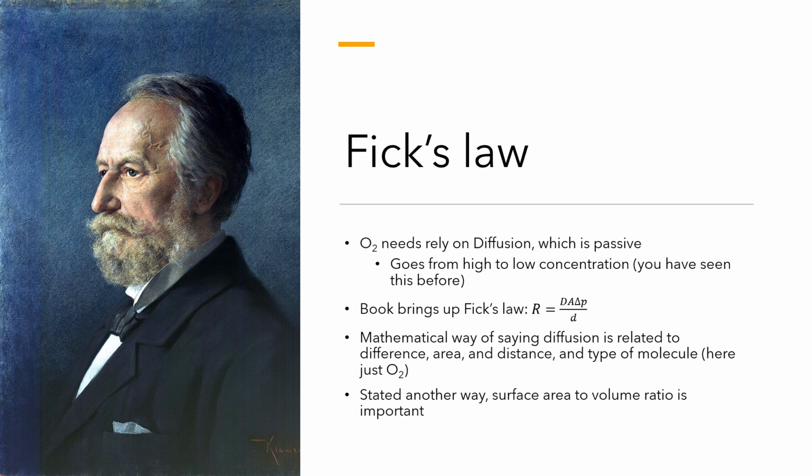Diffusion is related to the difference between two areas, the area that those things interact with, the distance they have to cross, right, and the type of molecule. Since we're only going to be talking about it related to O2, then we don't have to worry about type of molecule because it's always the same. So if you were to simplify that and say it in another way, you could basically say surface area to volume ratio is important to the relationship and how you diffuse O2 around the body, which you already know. We've covered this many times.